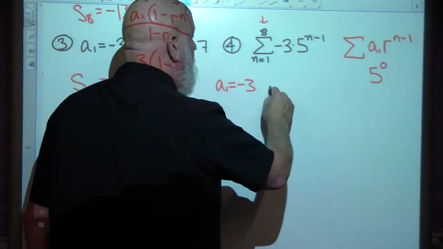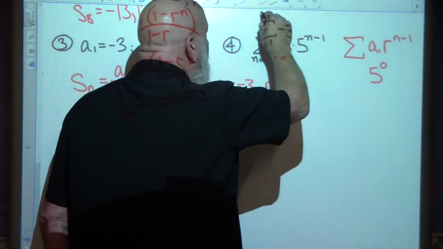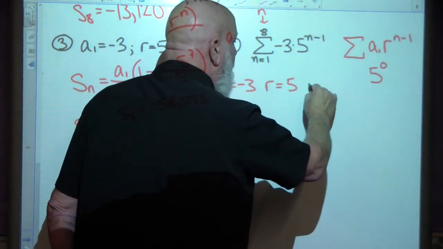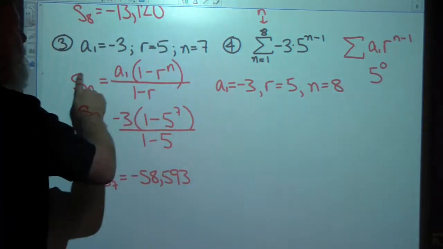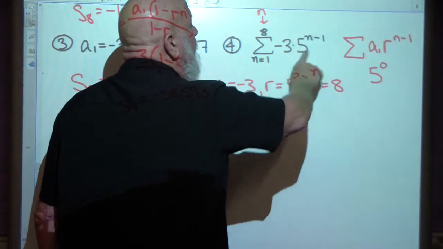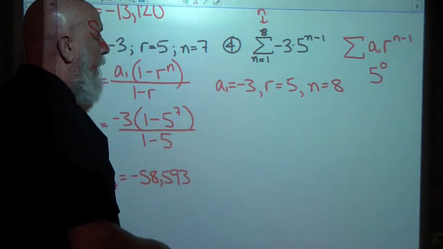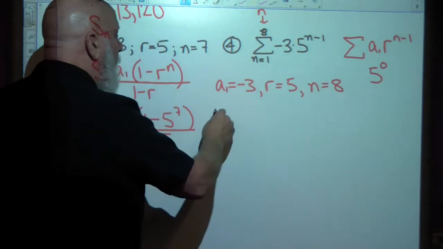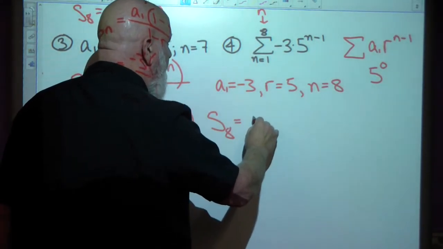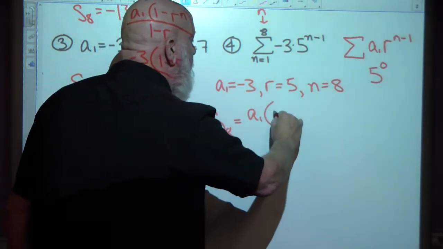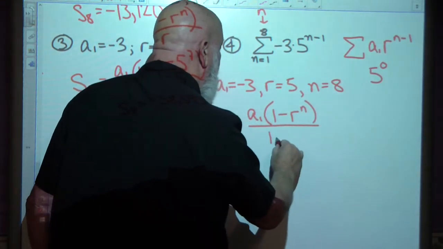So my first term is negative 3. My common ratio is 5. The number of terms is 8. And these are the 3 bits of information I need to plug into my formula to add up this geometric series that's written in sigma notation. Okay, so here we go. I'm going to say that the sum of these 8 terms is equal to the first term times 1 minus r to the n over 1 minus r.